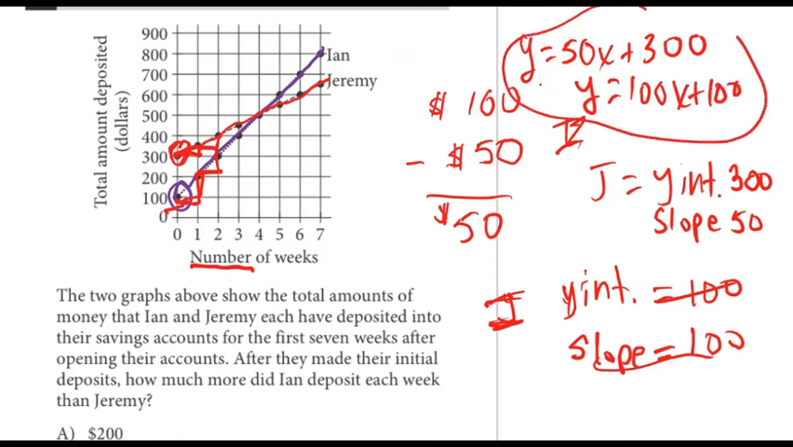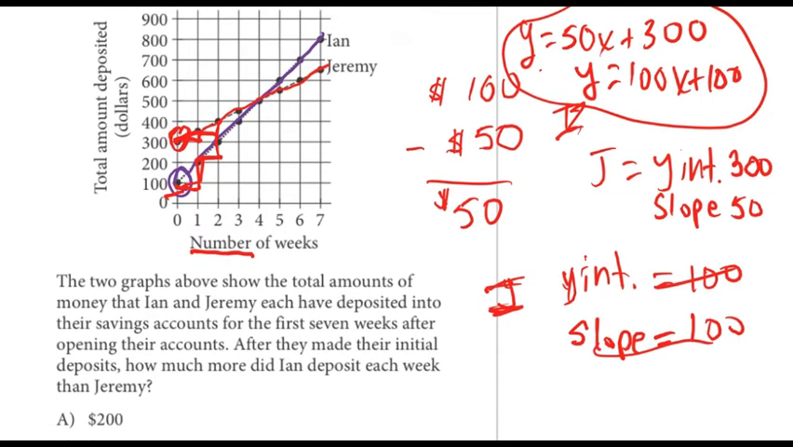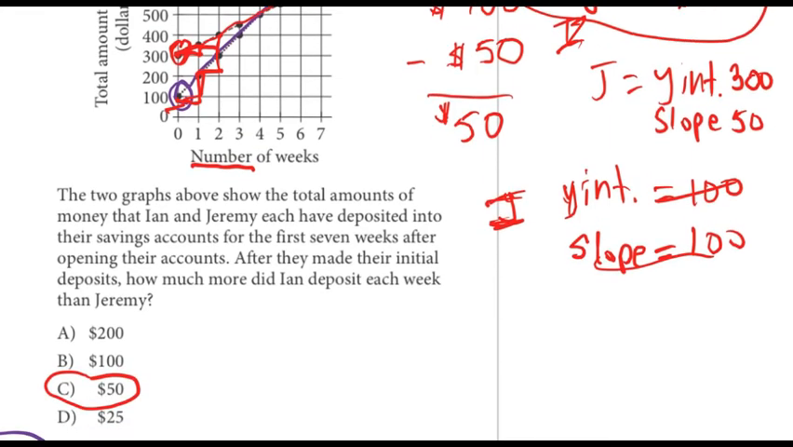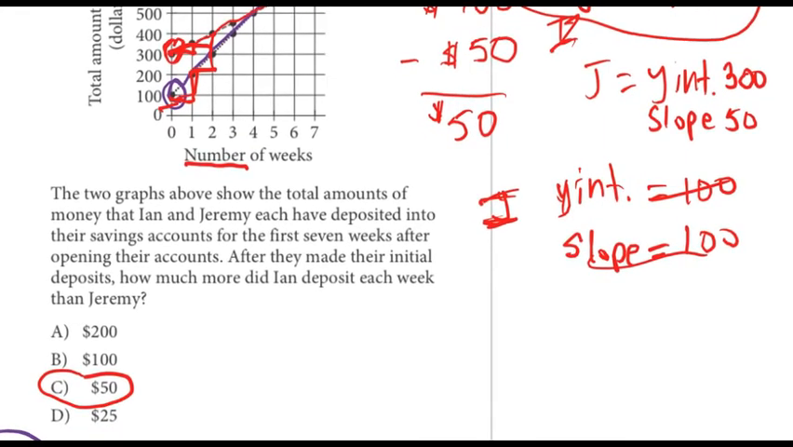That's if you need the equation of the line in y equals mx plus b form. This is an easy question, just looking at the graph. All we had to do was find the slopes. And the difference is answer choice C, level of difficulty. Give that a level 4.